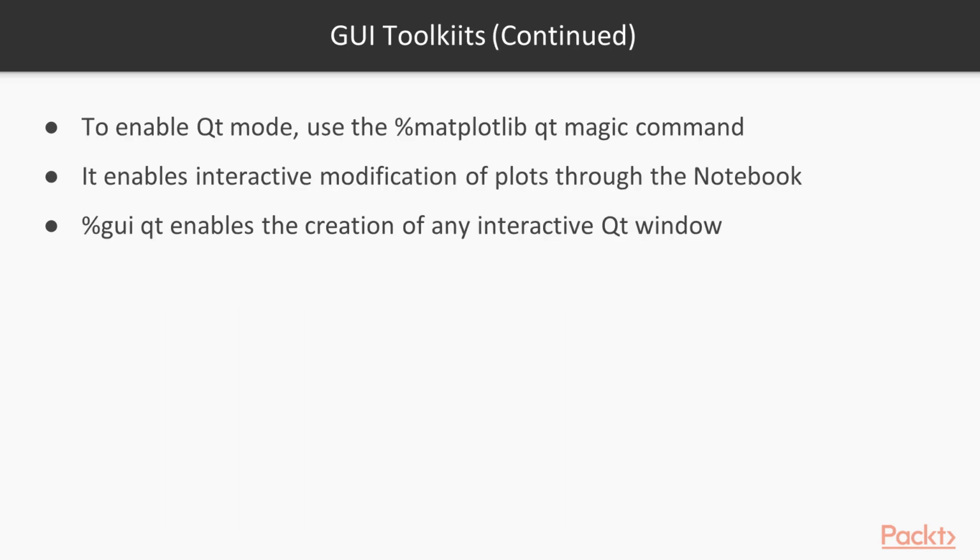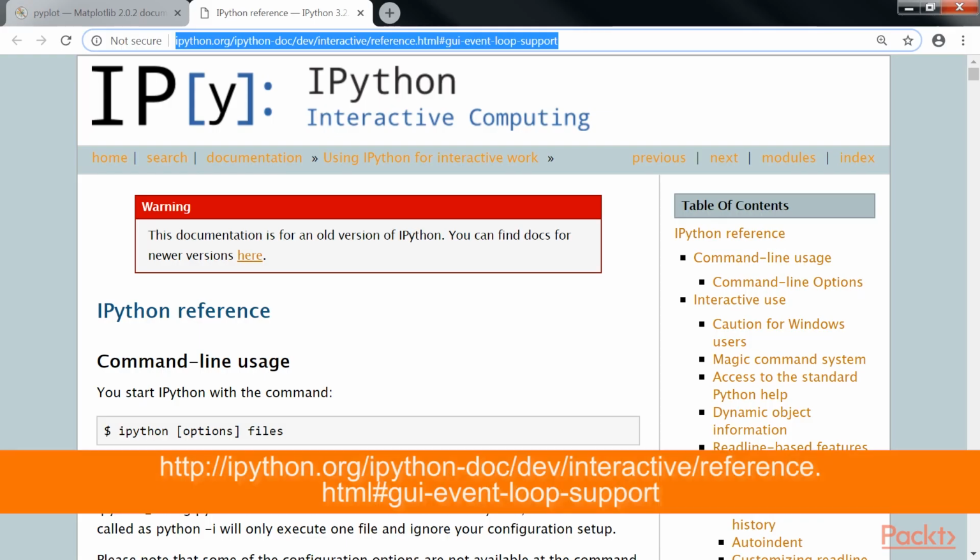To enable this mode in the Jupyter Notebook, use the %matplotlib qt magic command. This makes the notebook responsive while the pop-up windows are displayed, and it enables interactive modification of plots through the notebook. A related command is %gui qt. It enables the creation of any interactive Qt window, not just matplotlib figures, from IPython. Refer to this link for more information about GUI event loop support in IPython.